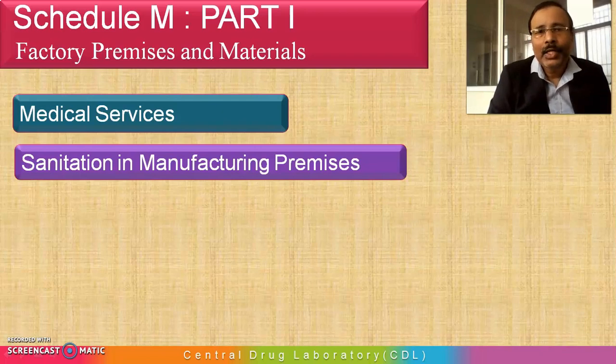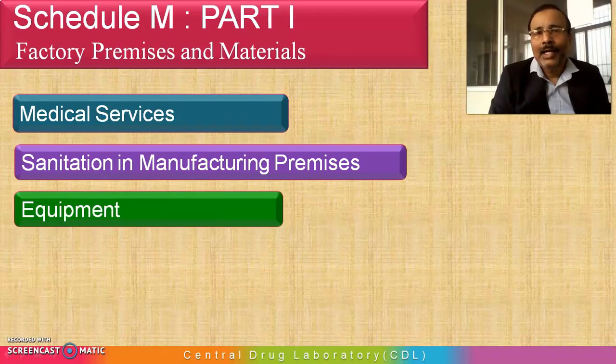Now let's see the sanitation in manufacturing premises. What does it mean? How should it be done? There should be no accumulated waste, no dust particles as far as possible, proper disinfection and cleaning of premises, and no stagnant water. The manufacturing premises should be used for the specific purpose for which they are designed. For example, if it is a manufacturing area, manufacturing should be done there. If it is an analytical area, the analytical process should be done in that specific area. So these are the criteria regarding sanitation in manufacturing premises.